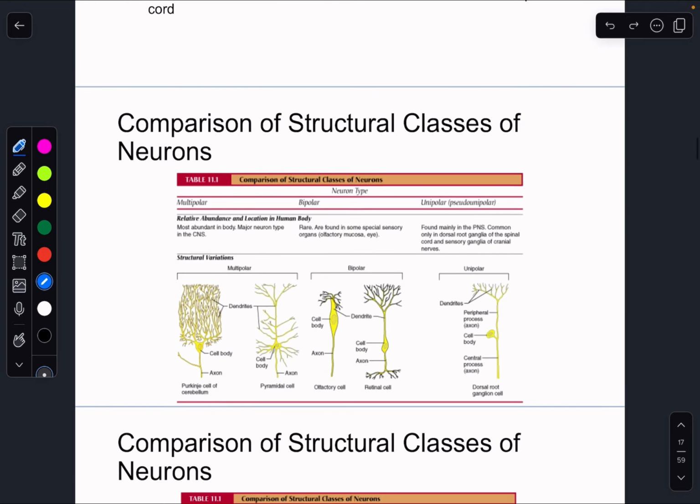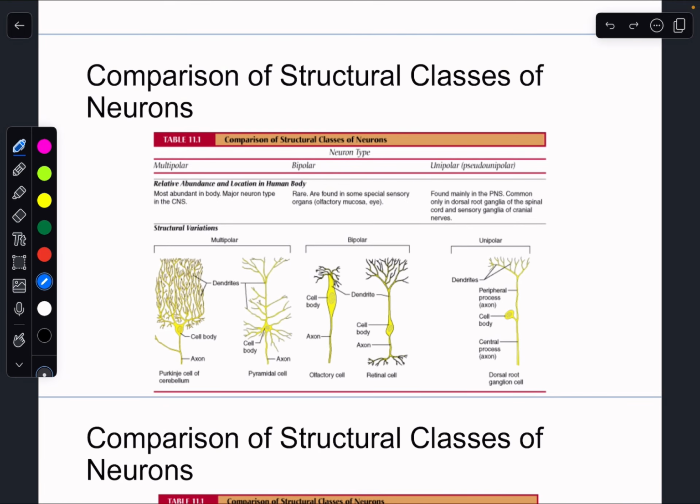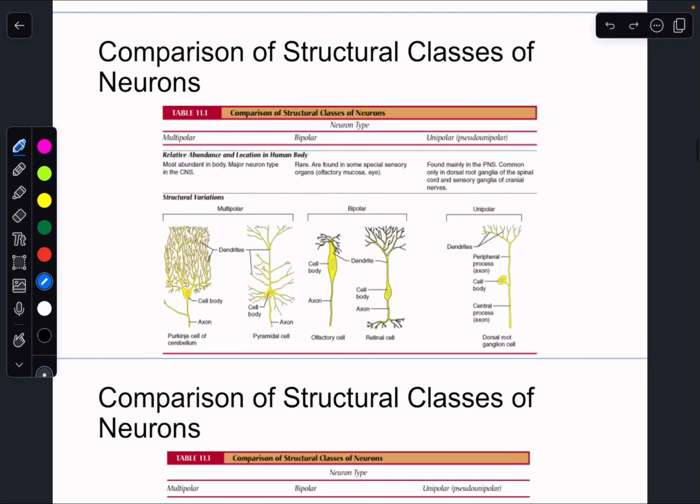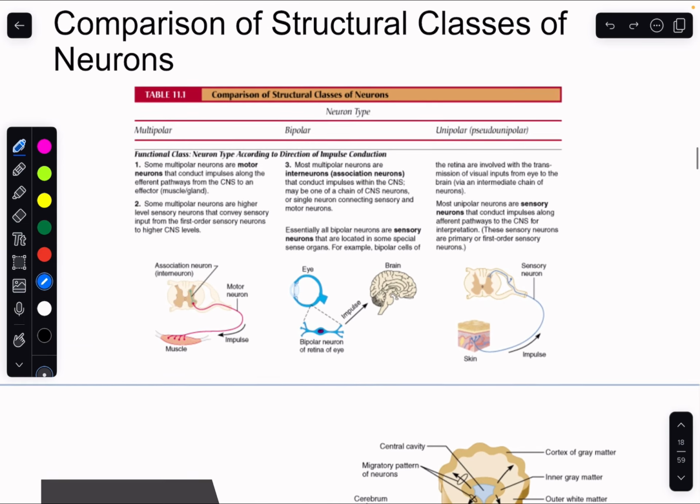All right, so comparison of structural classes of neurons. We have the multipolar, which is right here, bipolar, and the unipolar. Now, the multipolar is the most abundant in the body. It is the major neuron type of the central nervous system. And the bipolar is very rare. They are found in special sensory organs, such as the olfactory mucosa and the eye. And the unipolar, right here, is found mainly in the peripheral nervous system. It is most commonly in the dorsal root ganglia of the spinal cord and sensory ganglia of cranial nerves. And so, yeah.